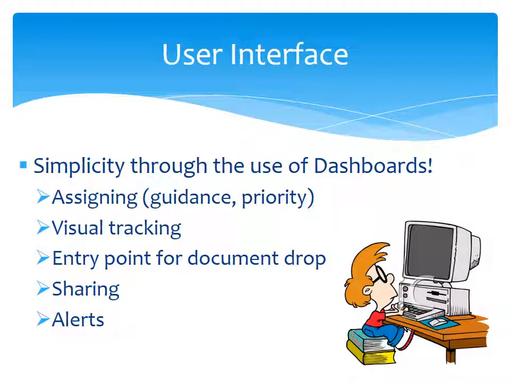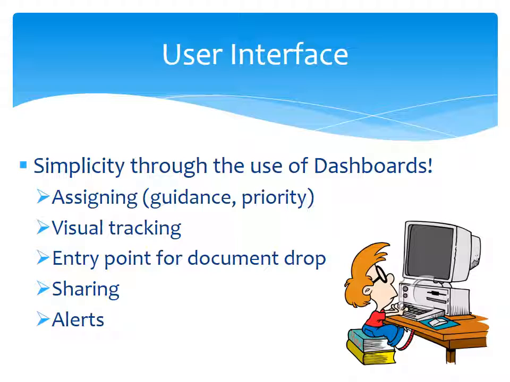The user interface has to be simple. Tasking is a complicated system itself, because a lot of people have to get their hands on this thing, and a lot of communication has to be done. So you've got to make sure it's assigned properly using good guidance and some type of prioritization system. It needs to be visually tracked, have an entry point for document drop and to work on in a sharing type environment. And there needs to be some type of alert system that keeps everybody informed of changes or the status of the task itself.